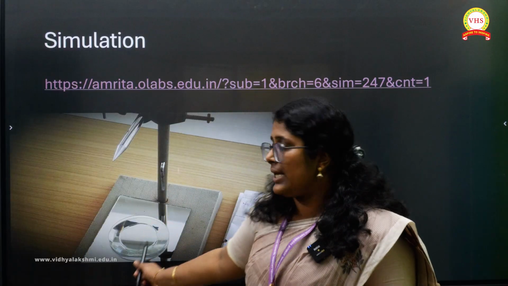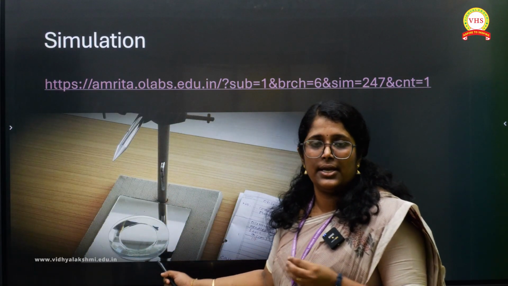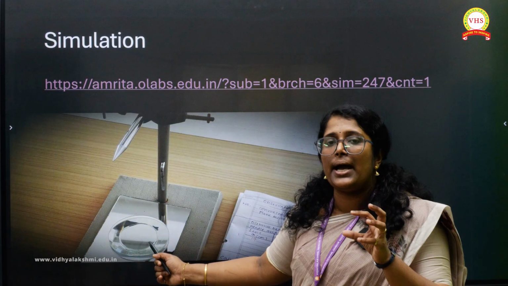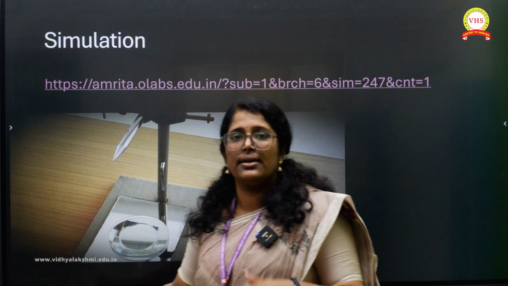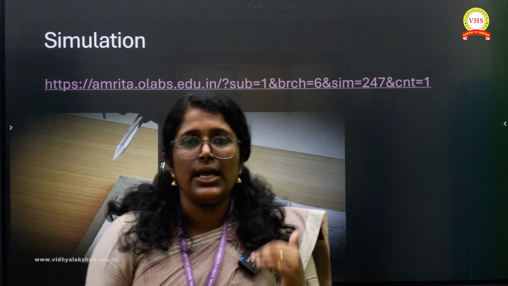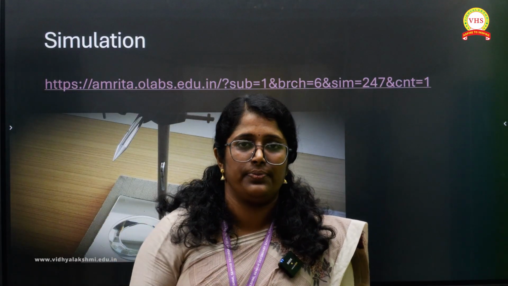So this is like combined: liquid plus lens, combined focal length. When you remove that, what? Without liquid, it's only the convex lens focal length. With liquid, it is the combined value. So this is the experimental setup of this one.